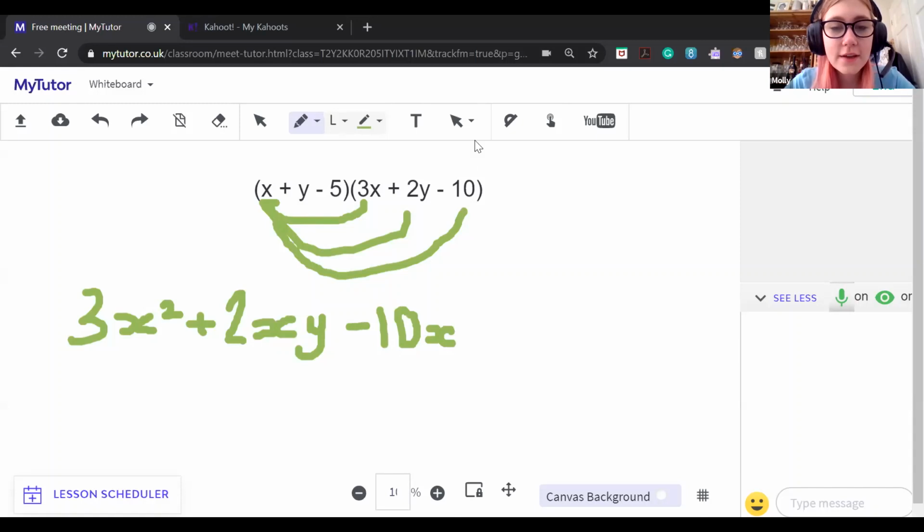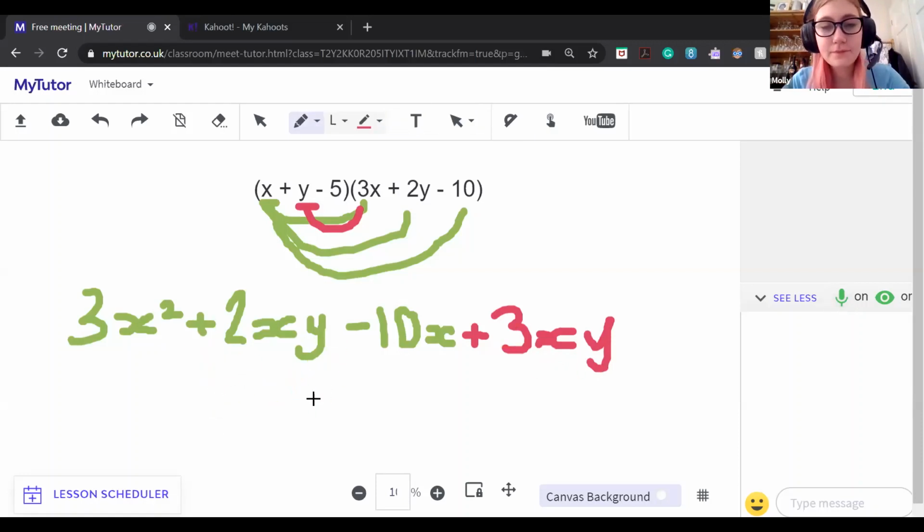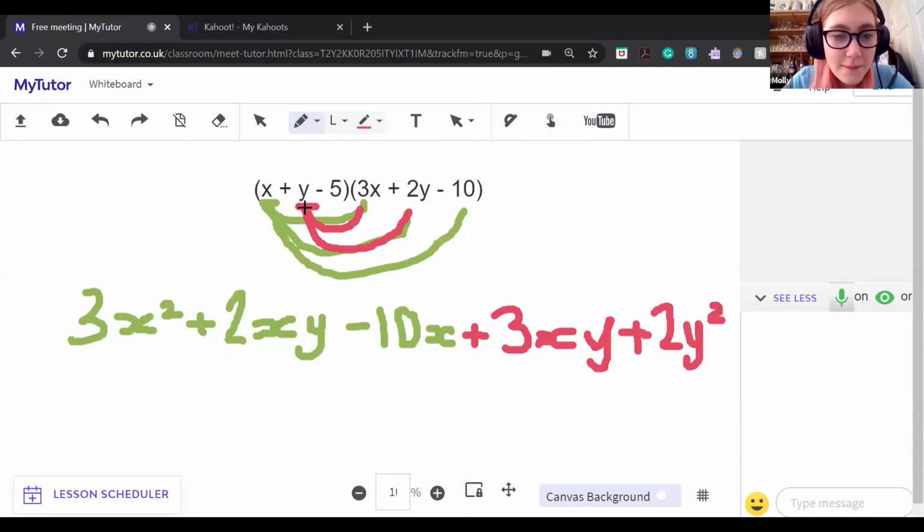And then we take the next one. So because we've reached the end of this bracket, we take the next one here and we multiply it. So first of all by 3x, so plus 3xy. So you see now how it's easier to spot that this xy and this xy are going to be able to be combined. Then we multiply it by the next, so that's going to be 2y squared. And then by the final one, so minus 10y.